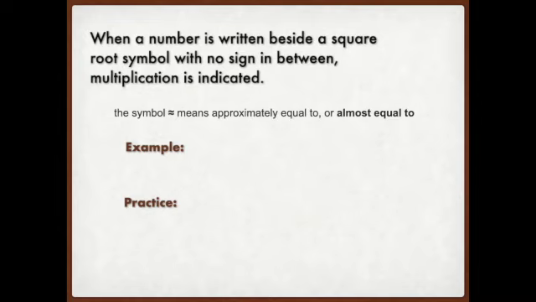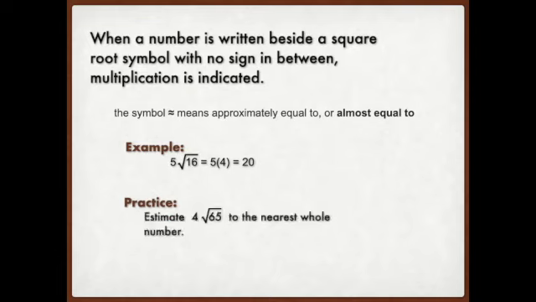Now, when a number is written beside the square root symbol with no sign, no parentheses, no multiplication, no division, we assume multiplication is indicated. When we estimate or approximate, remember that little wavy line symbol means approximately or almost. So let's take a look: 5 times the square root of 16. I can do the square root first. The square root of 16 is 4. Because the 5 was right next to the square root, I'm multiplying the 5 times the square root of 16, which is 4. So 5 times 4 is 20.